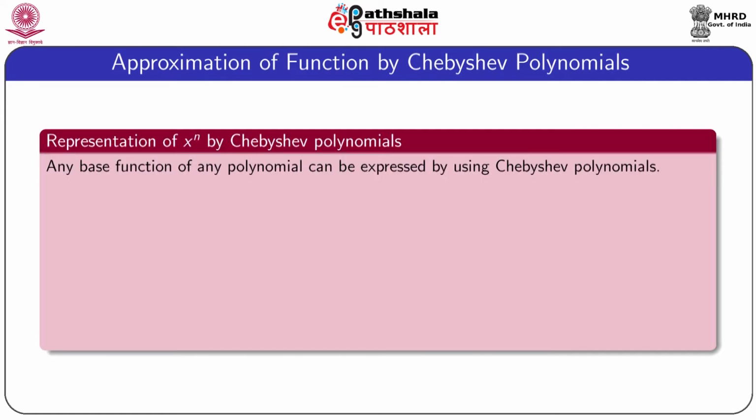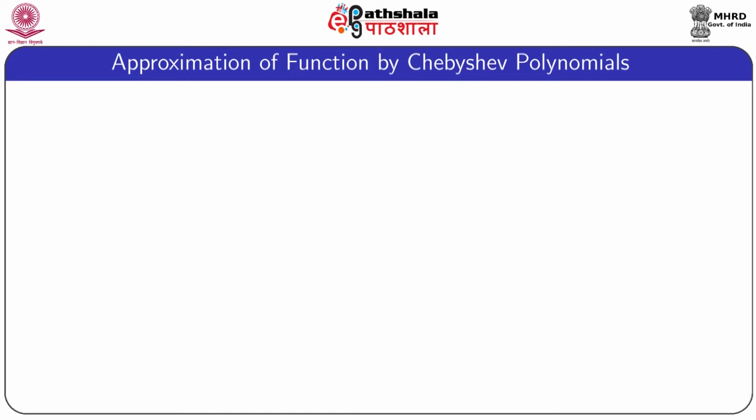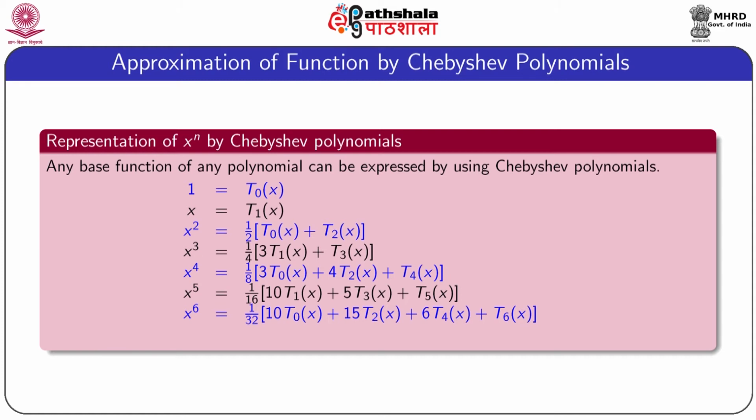Now, we can show that any power of x can be expressed in terms of Chebyshev polynomials. For example, 1 can be expressed as the zeroth order Chebyshev polynomial, that means 1 equals T0(x), x equals T1(x), x square equals half of (T0(x) plus T2(x)), x cube equals 1 by 4 of (3 T1(x) plus T3(x)). Similarly, x to the power 4 can be expressed with the help of Chebyshev polynomials. x to the power 5 is this one, the expression for x to the power 6 is this one, and x to the power 7 is this expression containing 4 terms.